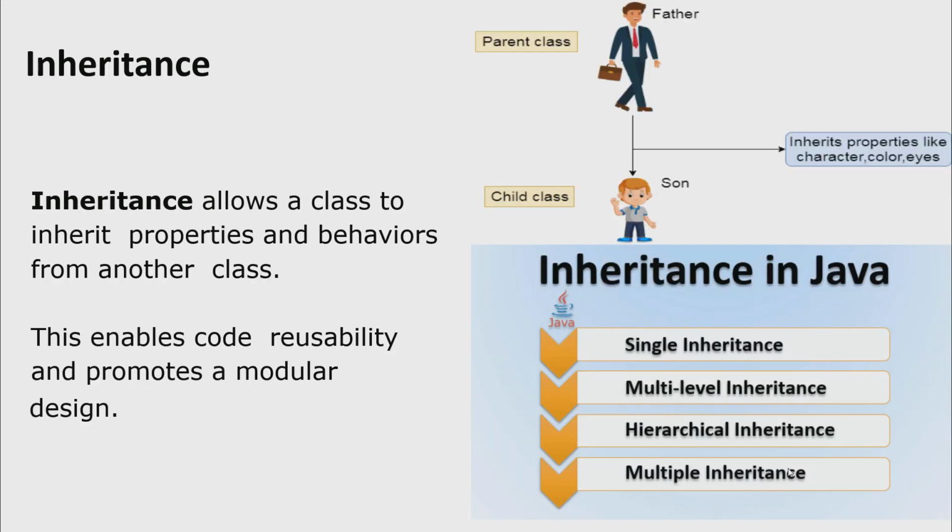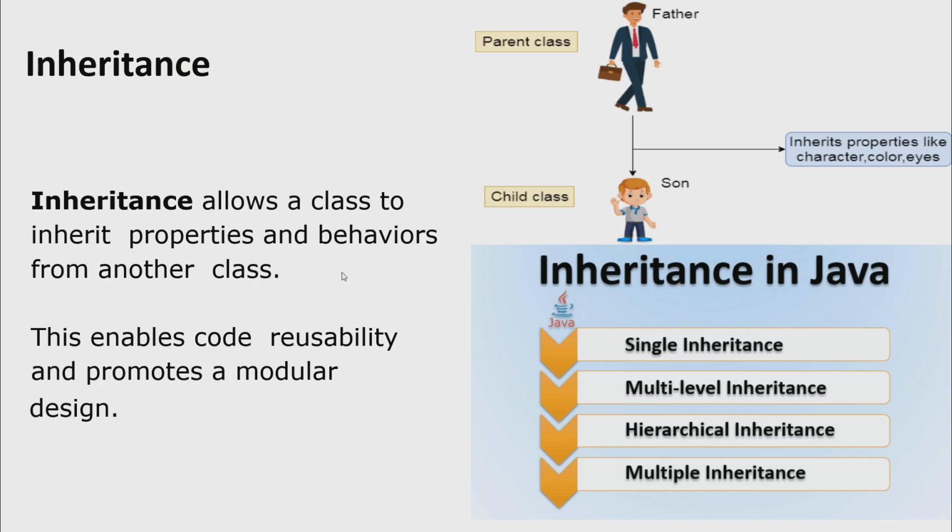Next one, inheritance. Object oriented programming has 4 basic concepts. What are they? Inheritance, polymorphism, abstraction, and encapsulation. So we are going to see them one by one here.